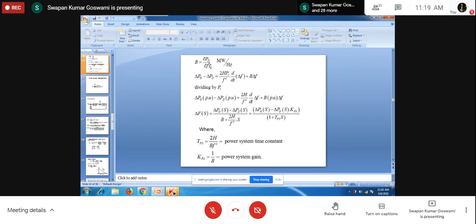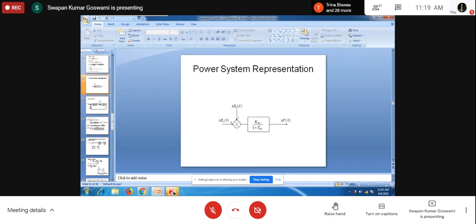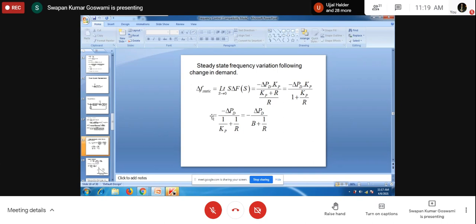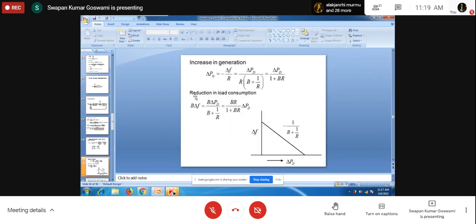Existing loads will consume somewhat more power when the frequency is increased. This is how load actually responds to variation in frequency. Since the frequency is decreasing, the demand of the load also will change. The load will consume somewhat less power. How much less? It will be B into delta F, because B is del PD del F, meaning the change in demand by the load, that is del PD by delta F into delta F. So it is therefore B delta F.